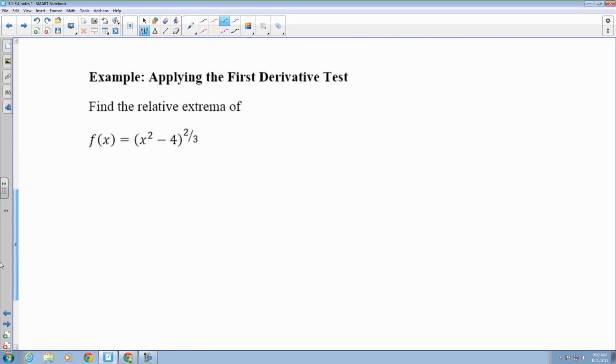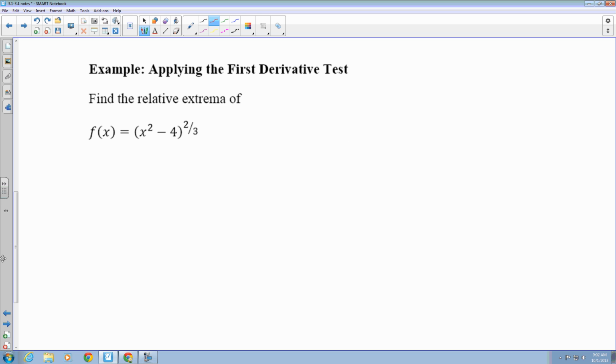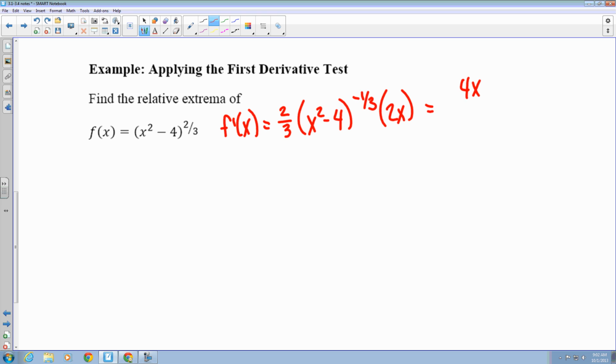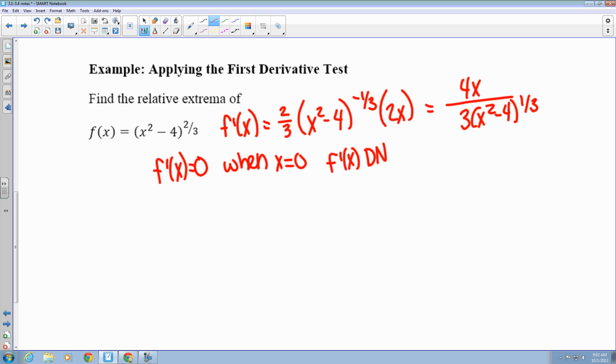Okay, find the relative extrema of the next function. Take the derivative. Rewrite it a little bit. Critical values are when f prime of x is equal to 0 and when it doesn't exist. So this happens when x is 0, and it doesn't exist at x equals plus or minus 2. So our critical values are -2, 0, and 2.